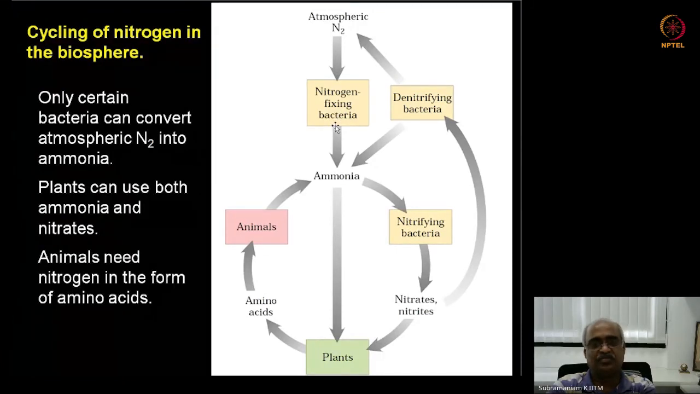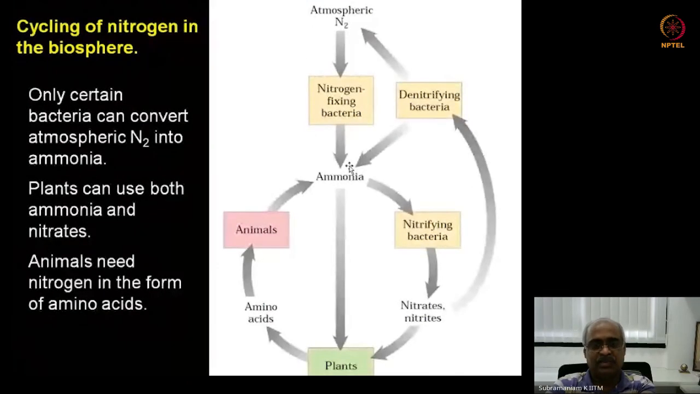And that is done by an enzyme complex present in a special type of bacteria called nitrogen fixing bacteria. So these usually are in the soil, usually associated with some plant roots, where they are in symbiotic relationship with the plants. So they reduce the atmospheric nitrogen into ammonia, and this ammonia can be used by plants by incorporating into amino acids. So that is how nitrogen enters into the living system.